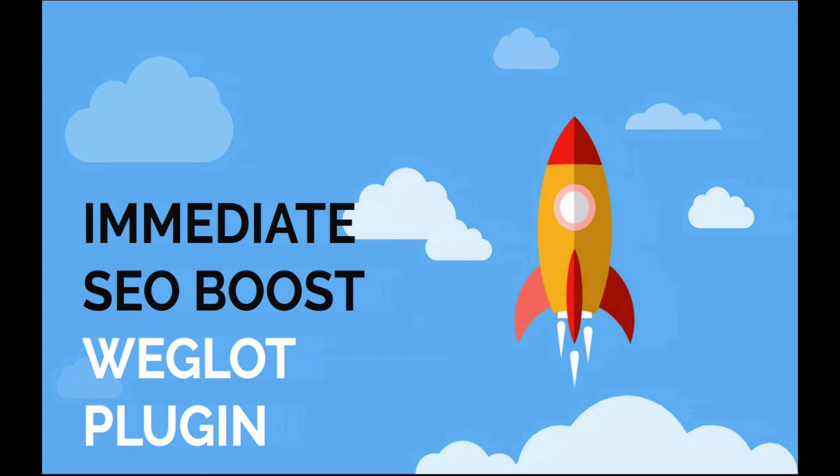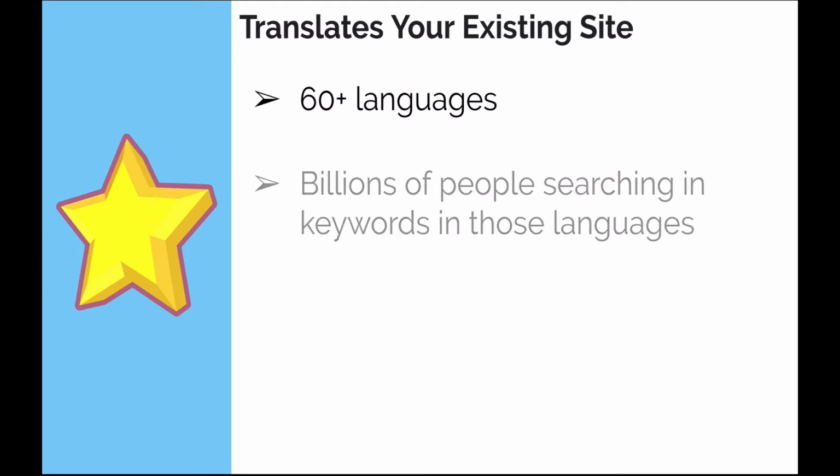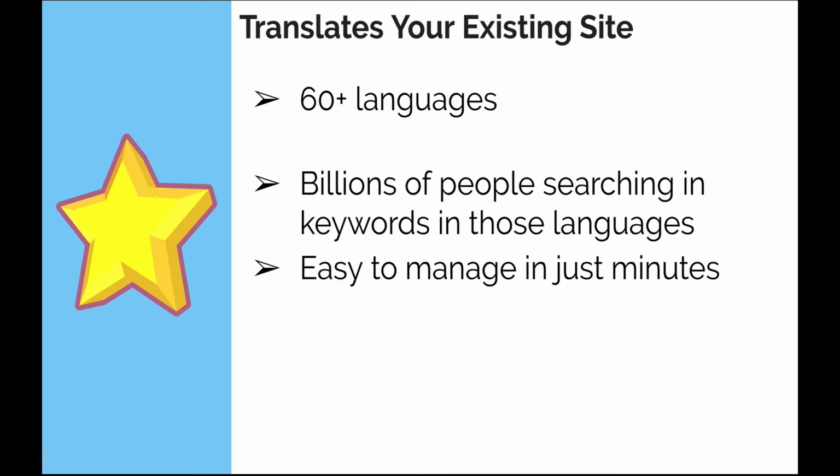In this video, I want to introduce you to an effective way to immediately get a lot more SEO traffic by using a special plugin that translates your website, whatever it is, WordPress, Wix, whatever, into over 60 languages potentially. And that is billions of people who, if your site is currently only English or currently any language, if you translate into 60 additional languages, then it's billions of other people that are searching in those languages. And I'll be showing you how to set it up in just minutes.